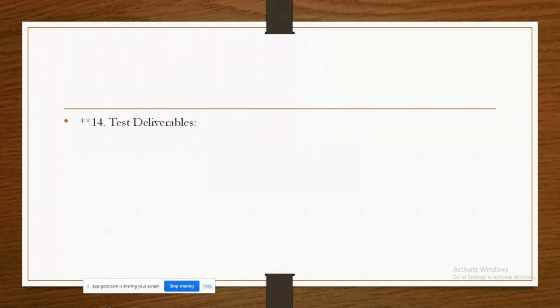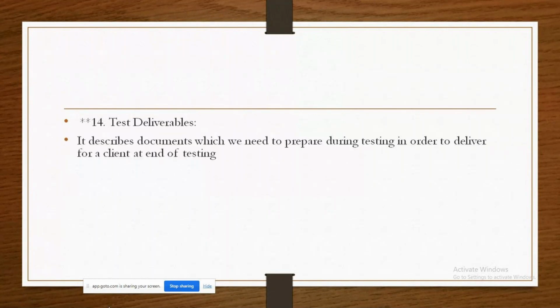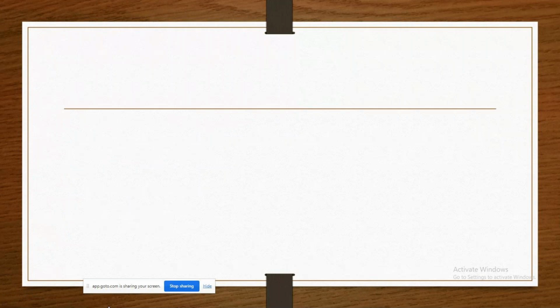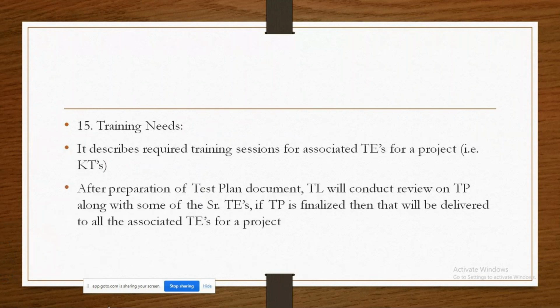And test deliverables. What type of documents we have to prepare and deliver to the client at the end of the testing. So the test deliverables: execution report, defect profiles, test summary report, test cases review report. Whenever reviews are completed, the corresponding documents you have to send to your client at the end of the testing. Training needs. From the testing point of view, what type of training sessions are required for the test engineers. So that information will be there.